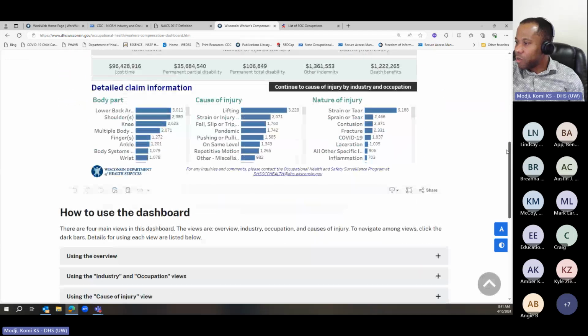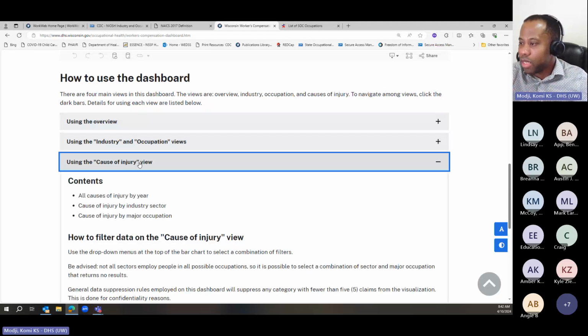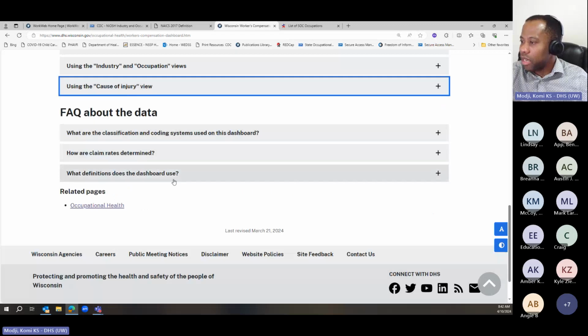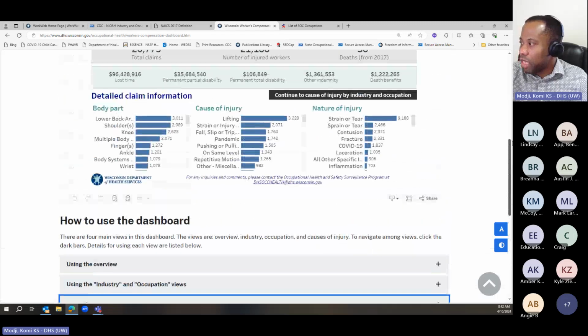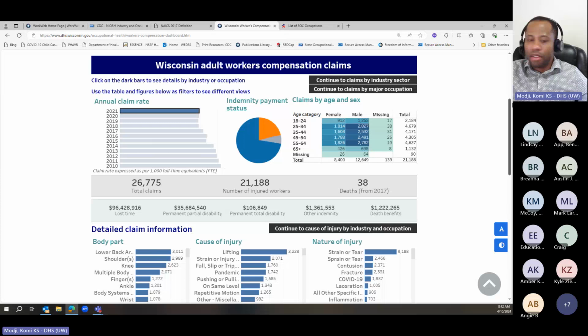There is also a tutorial or manual on how to navigate and use the dashboard: using the overview, the industry and occupation view, and the cause of injury view. What is it coming from? And all those terms, and how we determine some of the metrics on the dashboard. We want to make it a standalone dashboard so you can easily navigate this tool.